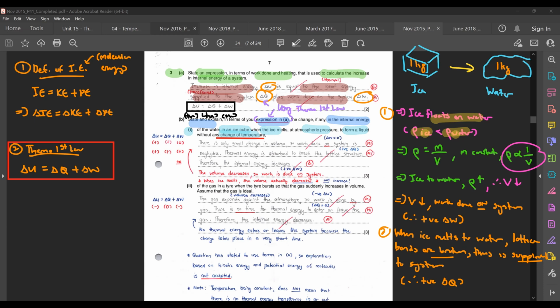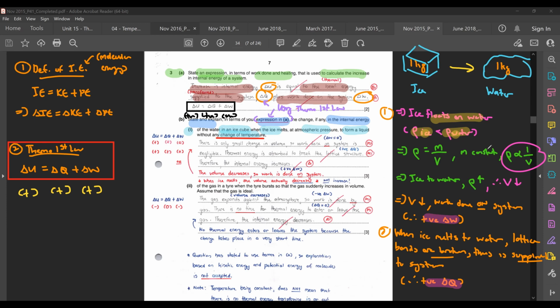So from these two explanations, you can see that work done is positive, heat supply is also positive. Okay, so for your thermodynamic first law, if your delta W is positive and your delta Q is positive, obviously your delta U will be positive. Also, your internal energy is increasing. Okay, so how will you actually write your answer?